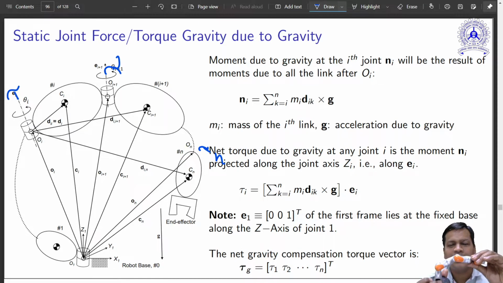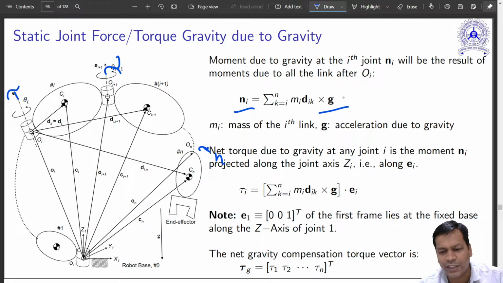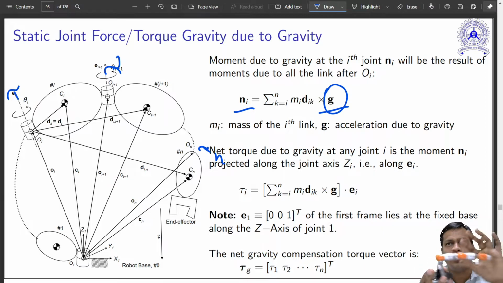That means anywhere you leave it, it will behave as if it is in space. There is no gravity acting. All the torque is because of this gravity. If G itself is zero, it will not fall anyway. So what I am trying to create now is a set of torques to be applied at each joint. If I do that, this robot becomes a floating robot and can be moved freely in space.